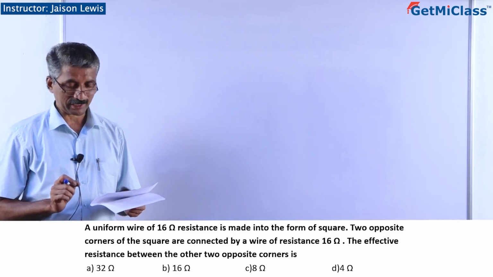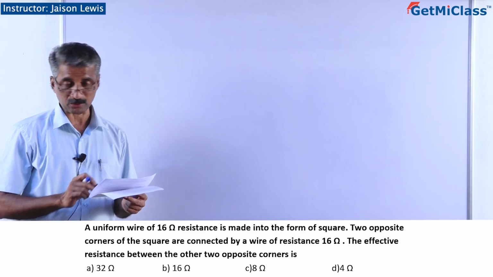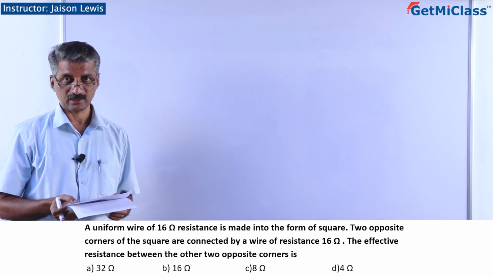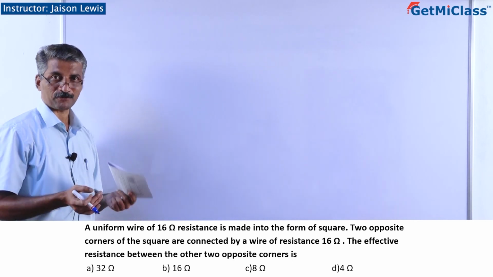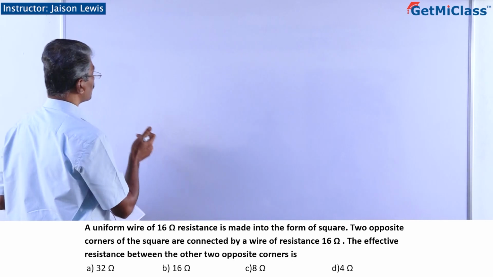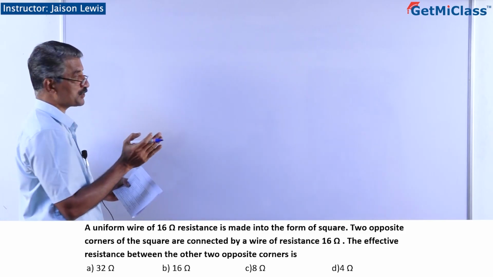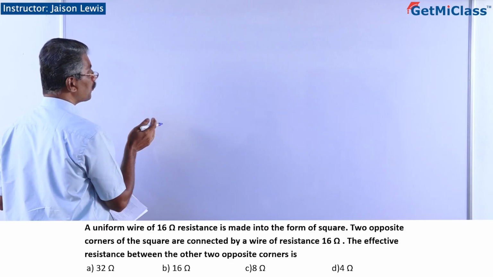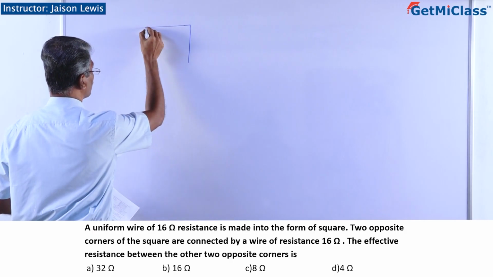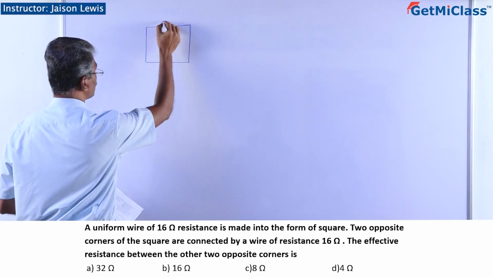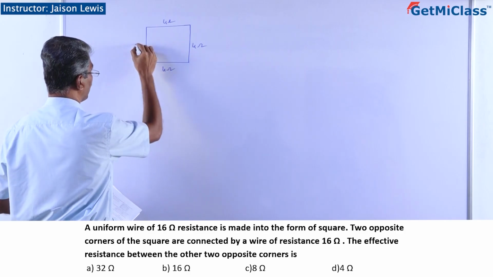So we know there is a wire whose resistance is 16 ohm, and it is converted into a square. Square means all the sides are the same, so the lengths are equivalent. So 16 ohm is the total resistance. Therefore it is divided into 4 different branches, and each branch will have 4 ohm. So it forms a square, with each side having a resistance of 4 ohm.